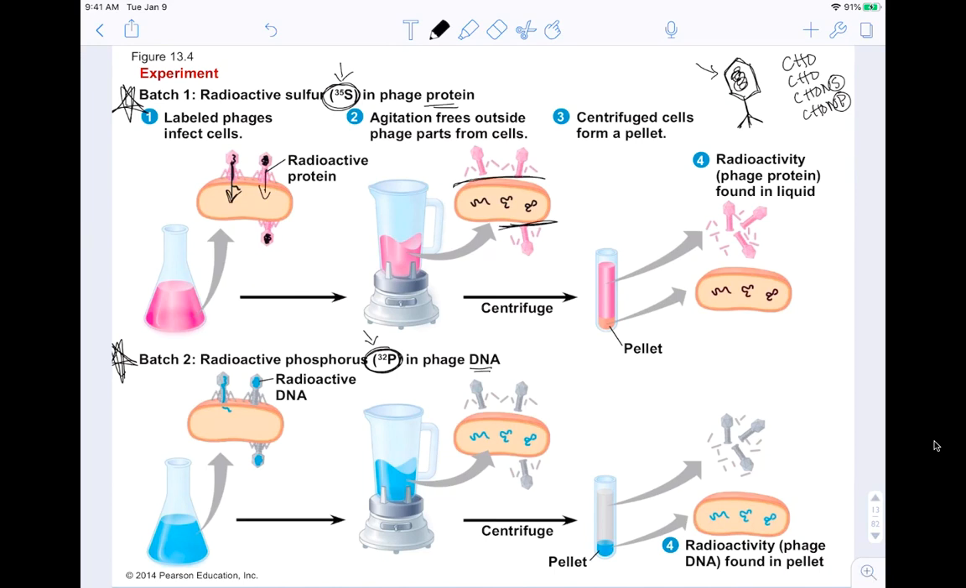So basically you'll just have these guys floating around in the medium, and then you'll have the bacterial cell that has the DNA inside of it. Then they centrifuge the mixture to form a pellet. Centrifuge is when you spin something really, really fast, and all of the things that have mass will sink to the bottom to form a pellet, and anything that is super fine will typically still stay in solution unless you keep centrifuging it forever.